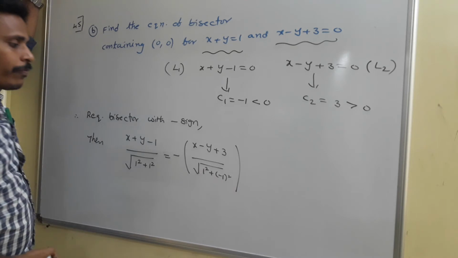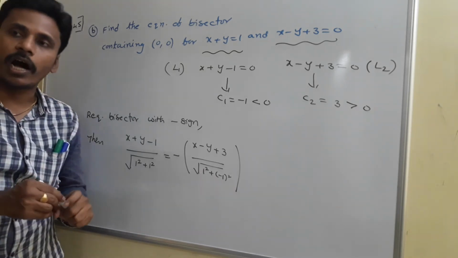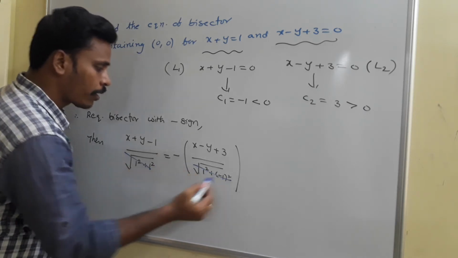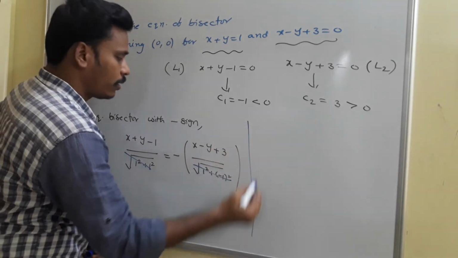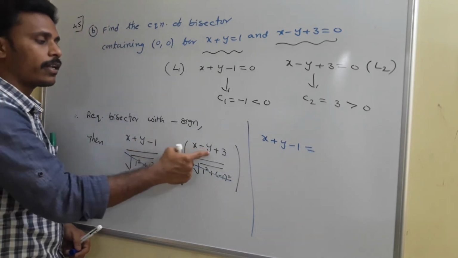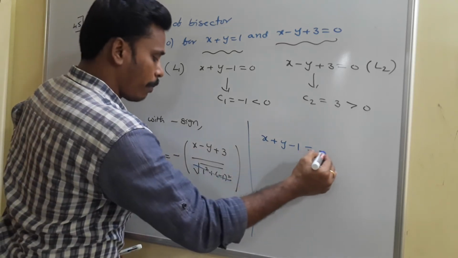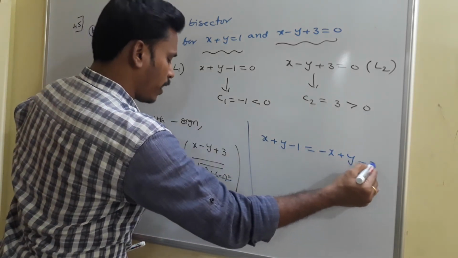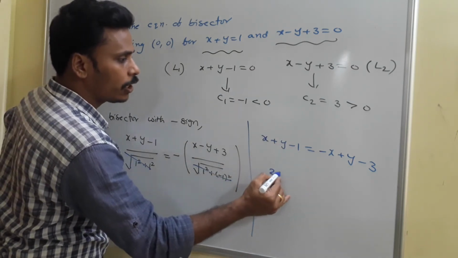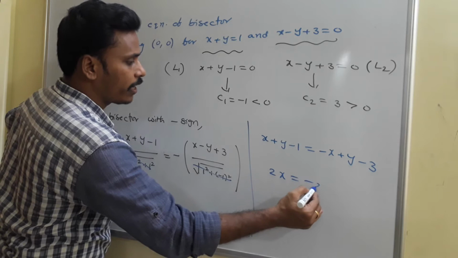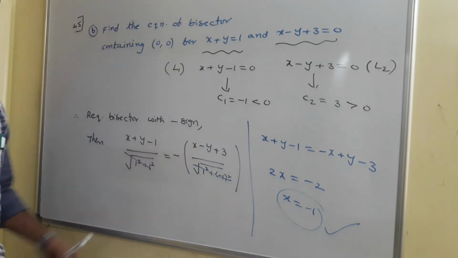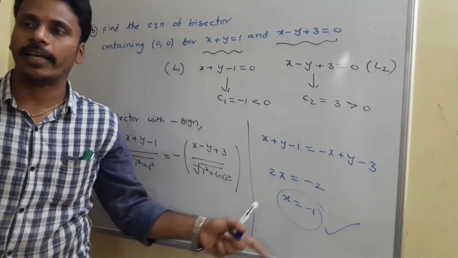That's the formula, right? Now if you look there, the denominators are root 2 and root 2. You just cancel them. Now see, this left side is x plus y minus 1, whereas the right side is x minus y plus 3. You just multiply with minus: minus x, minus of minus plus y, and minus 3. If you simplify them, y and y get cancelled. You get 2x equals minus 2, and x equals minus 1. So this is the bisector for these two lines containing origin.